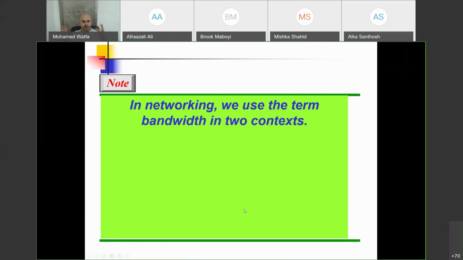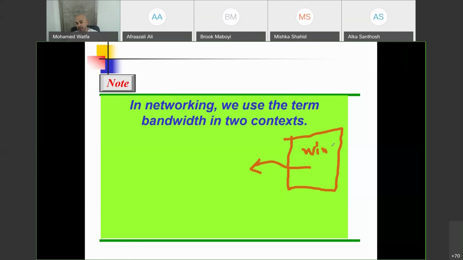Bandwidth, I've said it before. I'm going to say it again. Think about it as the window. Bandwidth is the window, the window that I'm allowed to use. Think about it like that, and you will never forget this. It's not basically how much I'm sending. It's basically how much I'm allowed to send, which is completely different, okay? So this is the window.